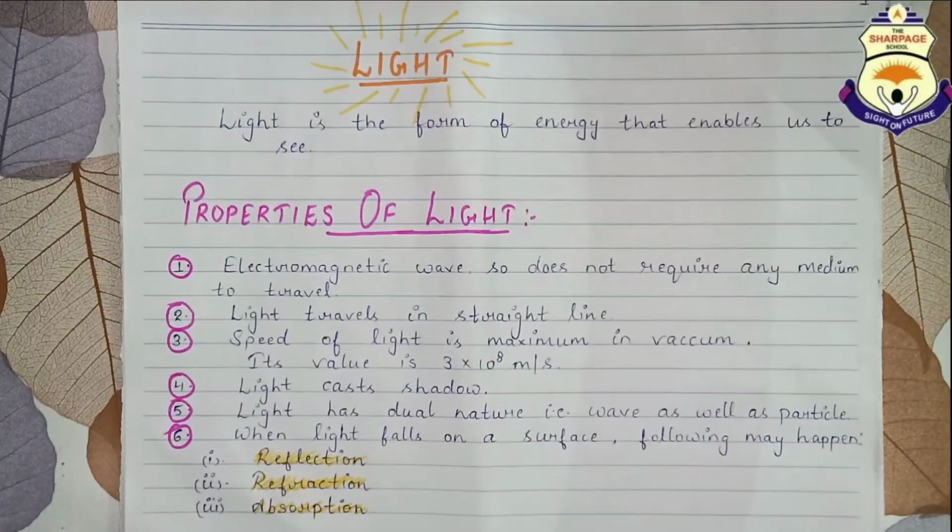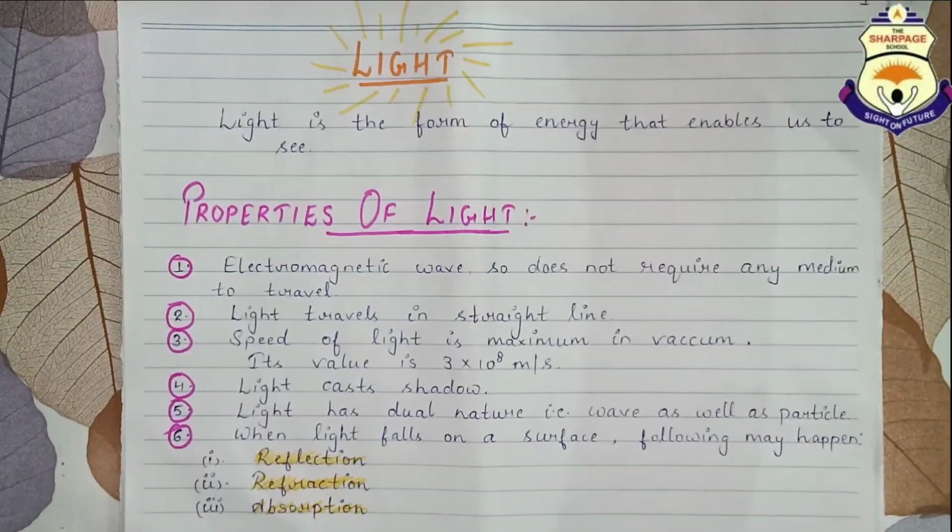Now let's come to the properties of light. There are many properties of light, and some of them are given here. Number 1, light is an electromagnetic wave, so it does not require any medium to travel. Second, light travels in a straight line. Third, the speed of light is maximum in vacuum.